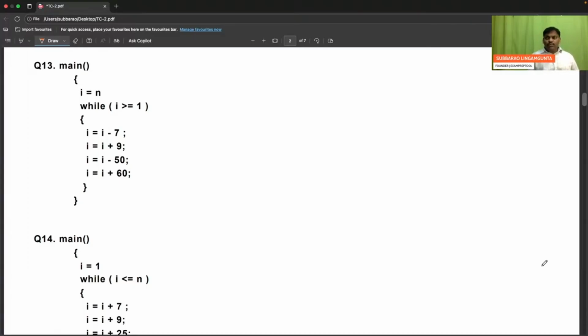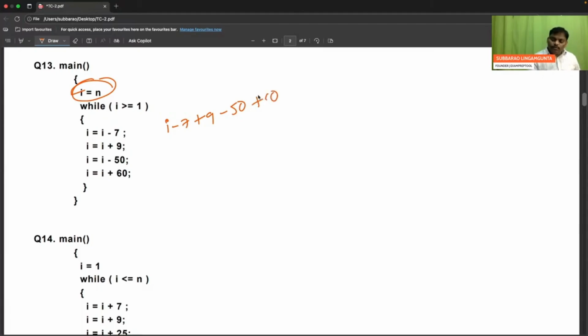Everyone try to understand question number 13. See the answer. Starting from big number, you have to decrement inside. See how he is decrementing. First he is doing I minus 7. Already I minus 7 you done. Then he is doing plus 9, whatever you have plus 9. Now whatever you have, again minus 50. Whatever you have, plus 60.